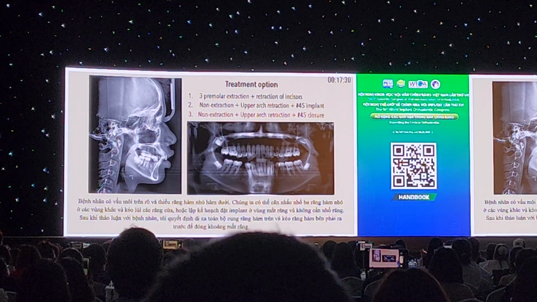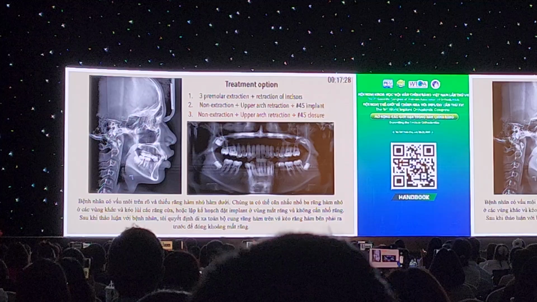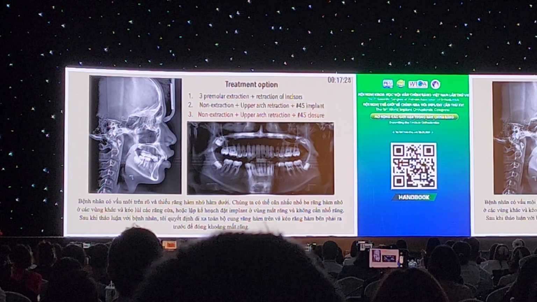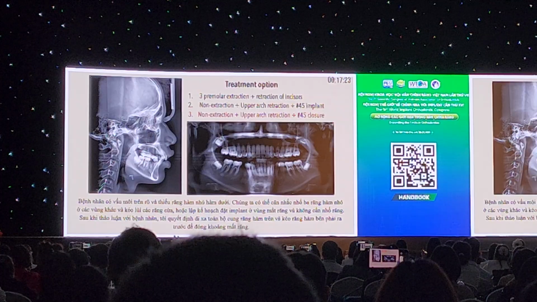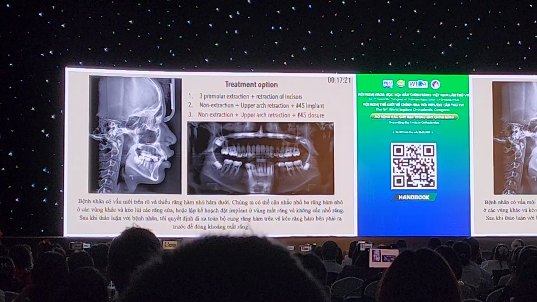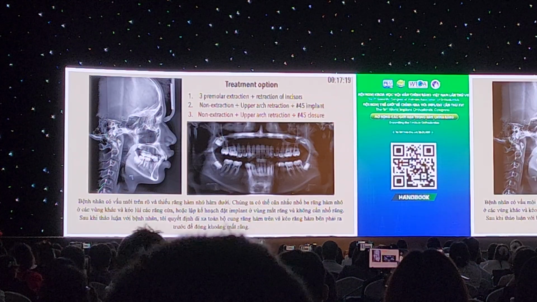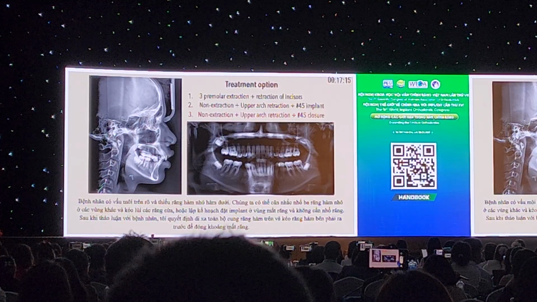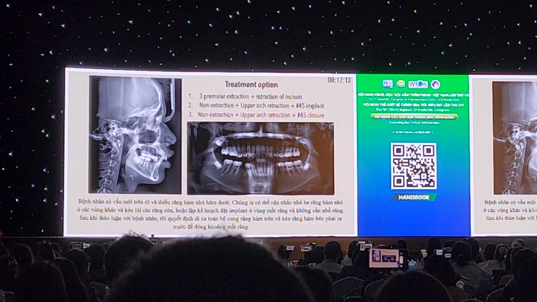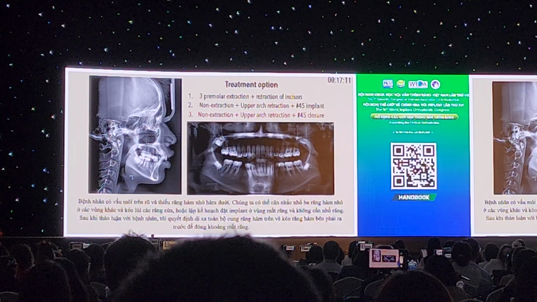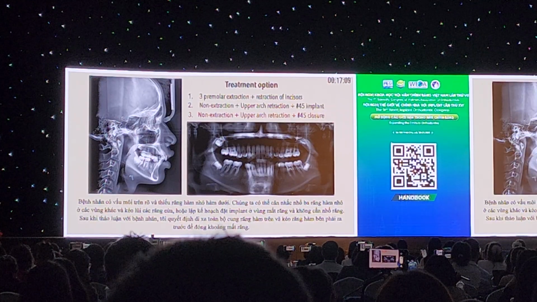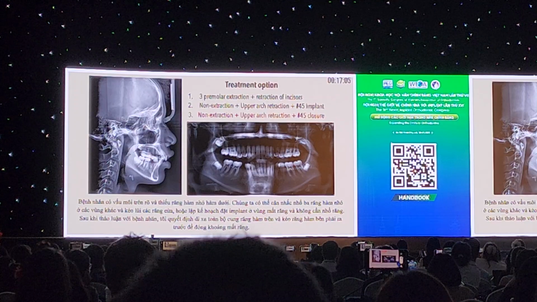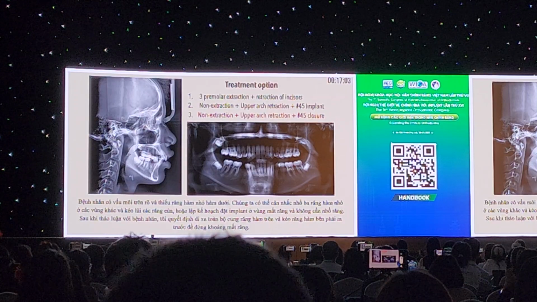We could consider extracting 3 premolars from other areas and retracting the incisors. Or we could plan for an implant in the missing region without extraction. After discussing with the patient, I decided to move the entire maxillary arch backward while advancing the mandibular right molar to close the missing space.